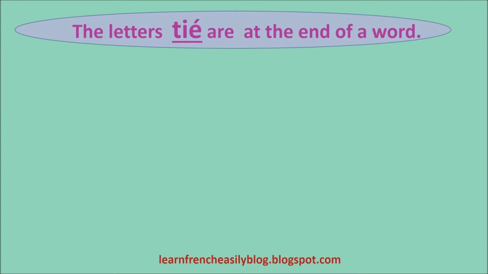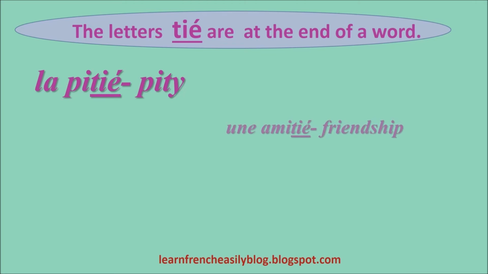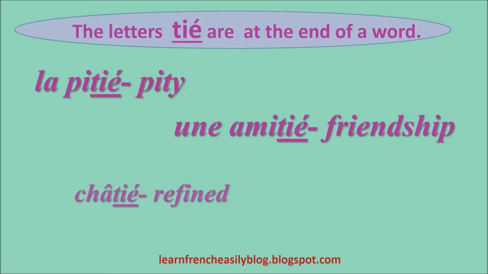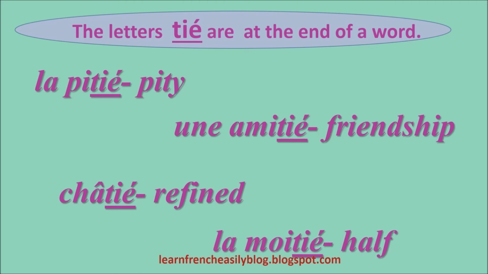We have again ending TIE, but E with accent aigu. As we know, E with accent aigu at the end of a word is pronounced. So this band of letters is pronounced tie. T like time, E like Italy, and A like else. Tie. La pitié. Une amitié. Châtier. La moitié. Sometimes it can be pronounced ciel, and it is again in words of foreign origin.